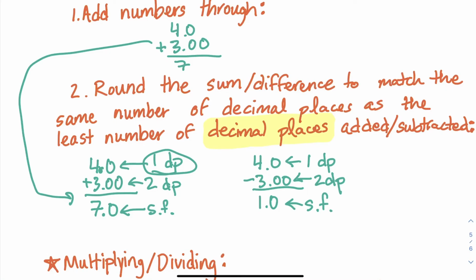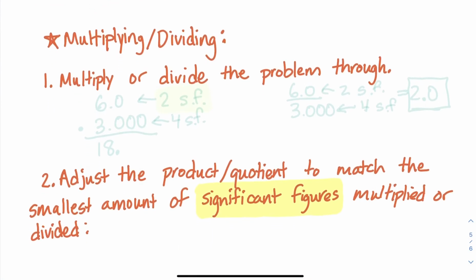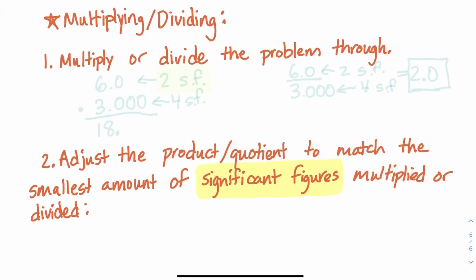With that being said, multiplying or dividing is similar but not quite the same. With multiplying or dividing, we want to take the smallest number of significant figures that were multiplied or divided and apply that instead of decimal places. So let's take an example. If I were to say 6.0 times 3.000. Well, 6 times 3 is 18.